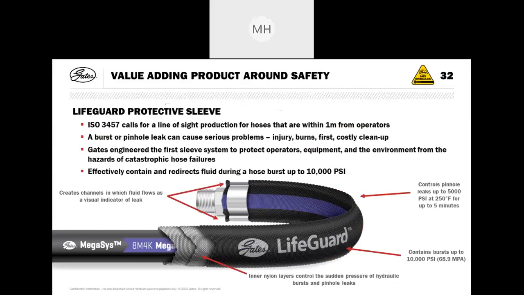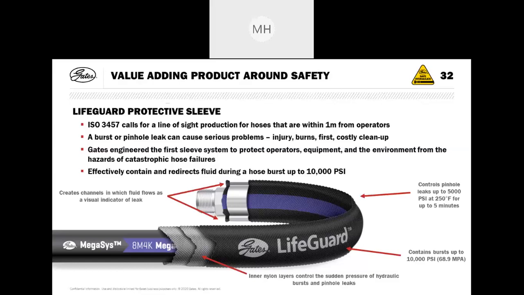All right, so lifeguard sleeving. So there's an ISO standard, which is 3457, which calls for line of sight protection for hoses within 1 metre of operators. So the lifeguard sleeving, a burst or a pinhole leak, can cause serious problems, ranging from injury, burns, the cost of cleaning the oil up, damage to other parts of equipment and that side of things.